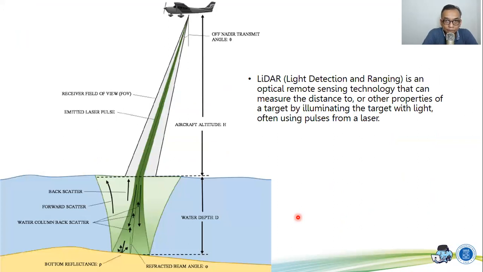And this is a type of optical remote sensing technology that is able to identify the time separation between the surface return and the bottom return. Again, this is the surface return and this is the bottom return. And this time separation will be the length of the water column, which is the water depth.